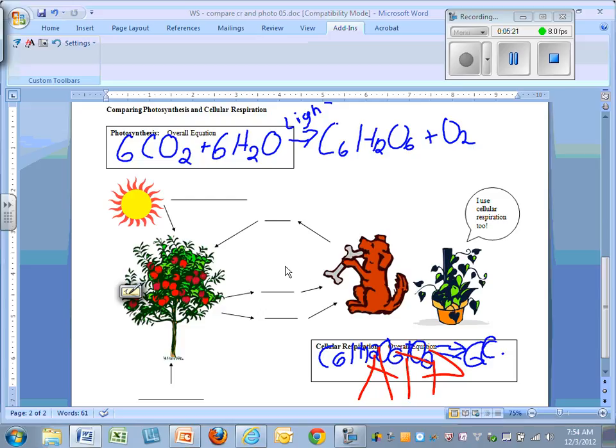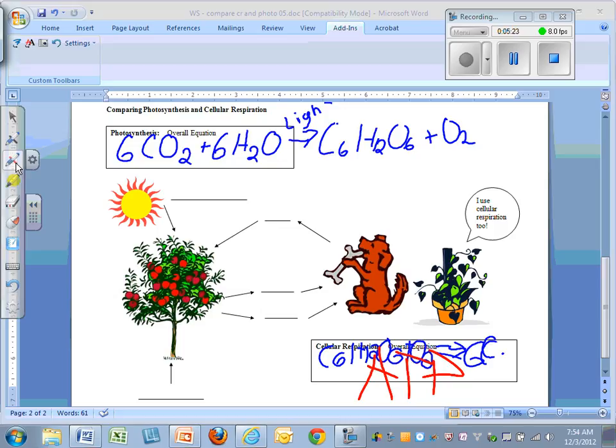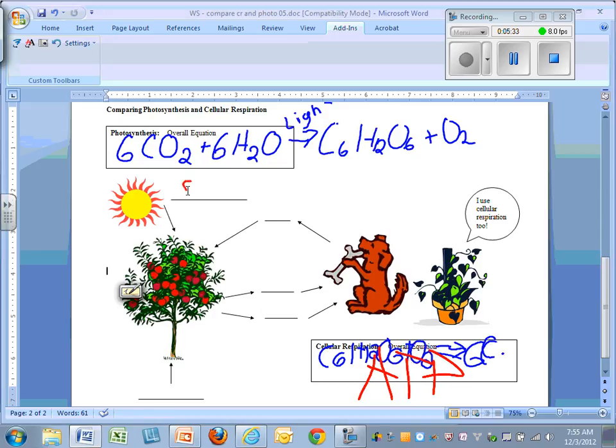All right, taking a look at the screen here. I'm going to use my little pointer. I'll go ahead and draw this. This again is just a diagram that shows the relationship between the two processes. So you have sun. What comes up from the ground? Isn't that neat that I can just draw? Water from the ground, sun from the... And what from the air? CO2. Goes into the plant.